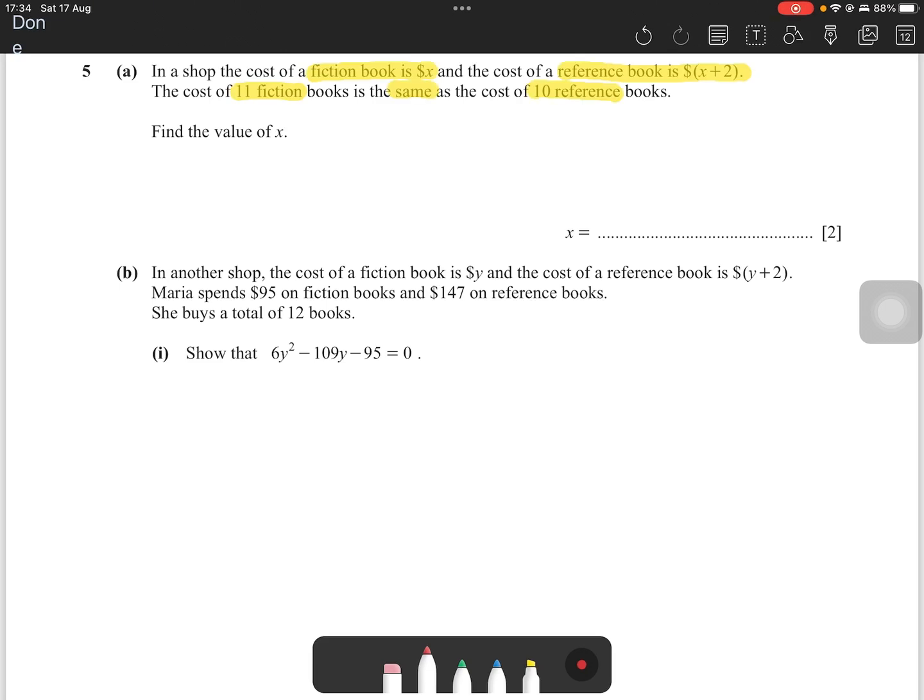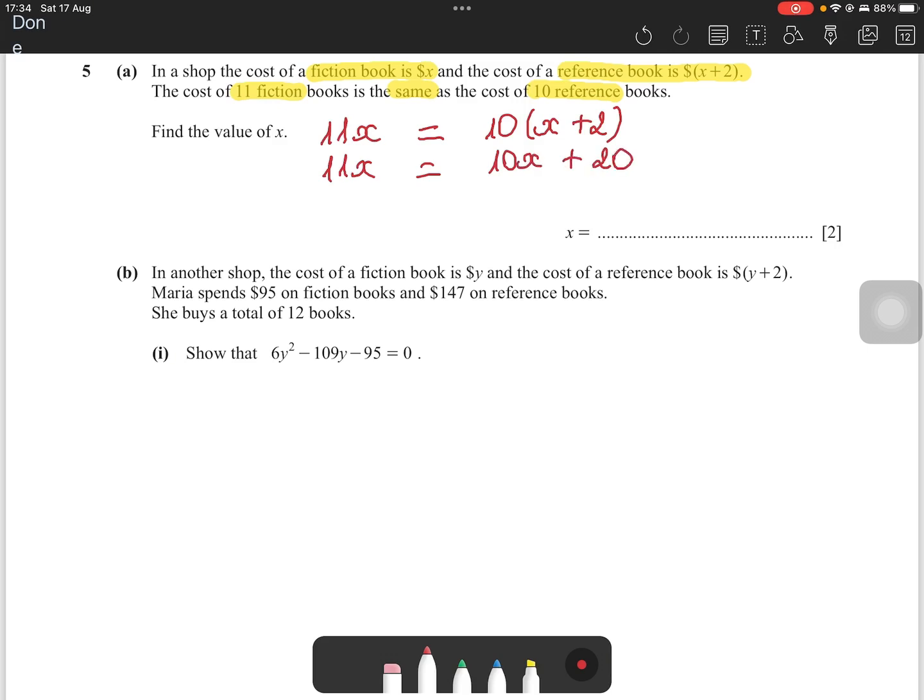So if the cost of one fiction book is X, then 11 fiction books is 11X. And it is the same as 10 reference books. Each reference book is X plus 2. So this is the equation we need to form. To solve this equation, we need to expand the brackets: 10 times X and 10 times 2.